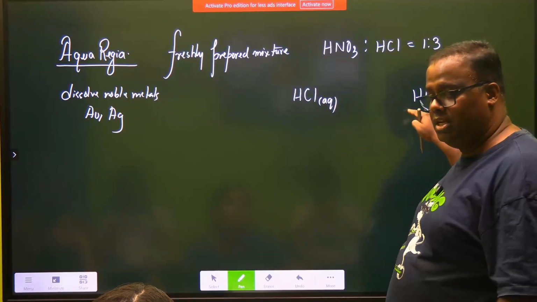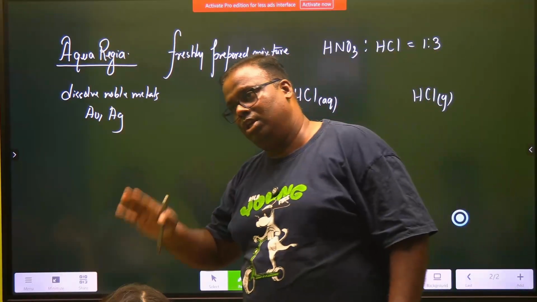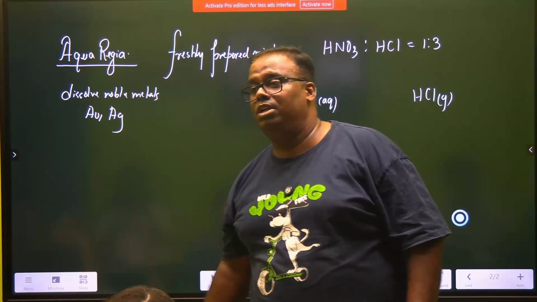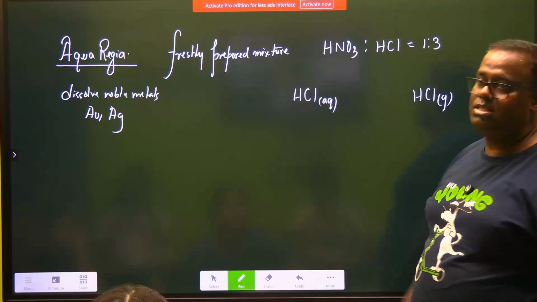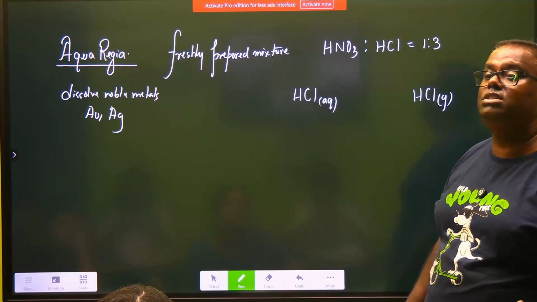Always look at the state. If the state is aqueous, it will show. It will turn blue litmus into red. But if it is a gas, it will not show. Why doesn't it show? Because it doesn't release H plus.